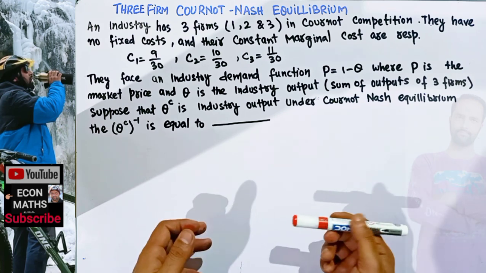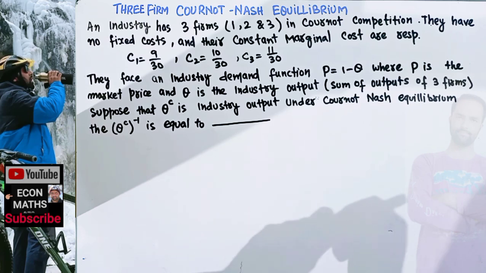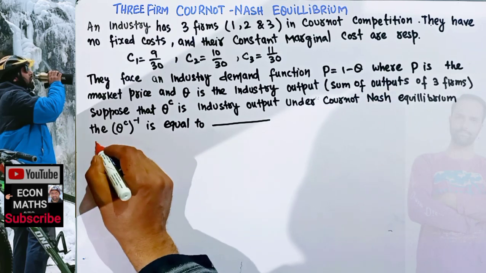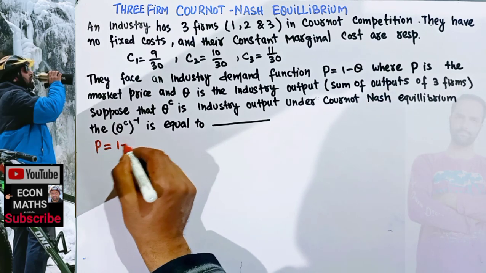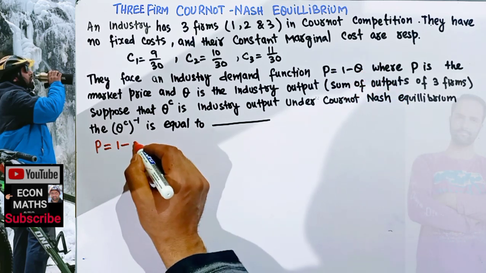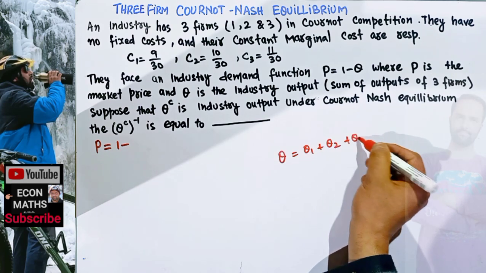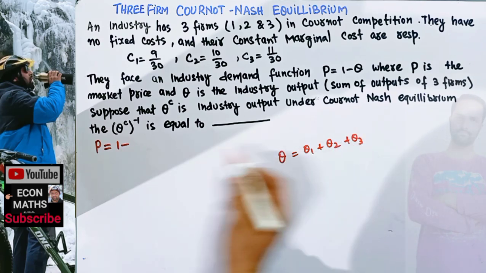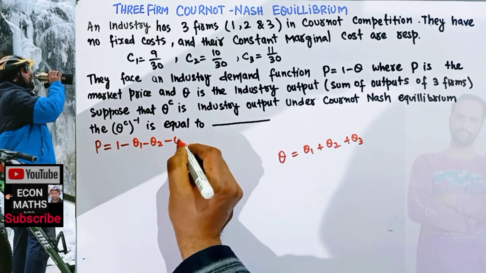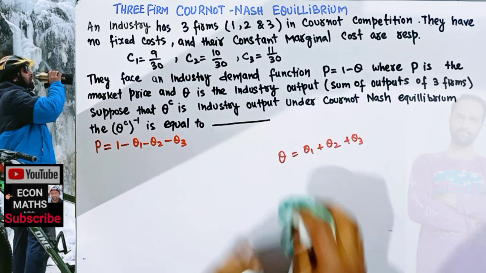Okay, since it is a Cournot model, firms will compete in terms of quantities. Let us first write our demand function. P = 1 - Q, where Q denotes the output of the three firms. So in place of Q I can write Q1 + Q2 + Q3. Then P = 1 - Q1 - Q2 - Q3. This is our inverse demand function.